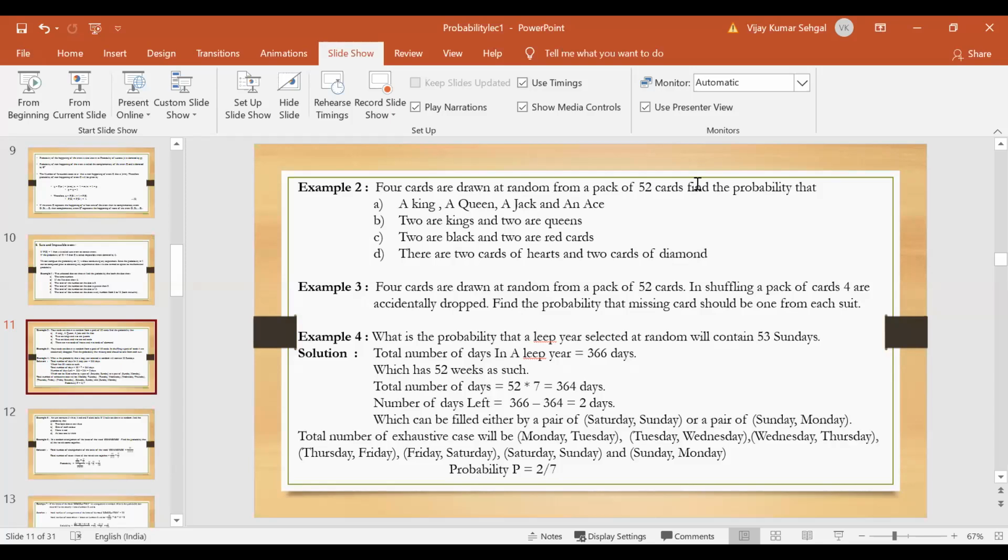Now the second example: four cards are drawn at random from a pack of 52 cards. In shuffling, a pack of cards was accidentally dropped. Find the probability of the missing cards. This you should try.